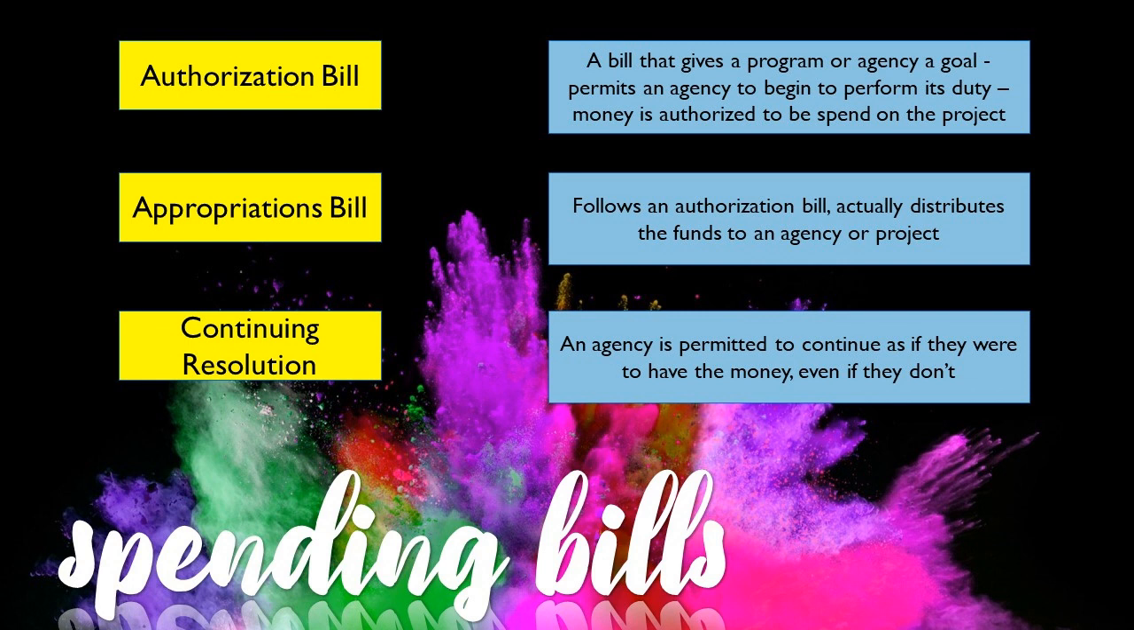An authorization bill must be followed by an appropriations bill for this to go through. So the appropriations bill is what actually spends the money. It distributes the money to the project. So the appropriations bill, this is a big budget power of Congress. And so the authorization bill tells an agency do something, and the appropriations bill gives them the money to do it.